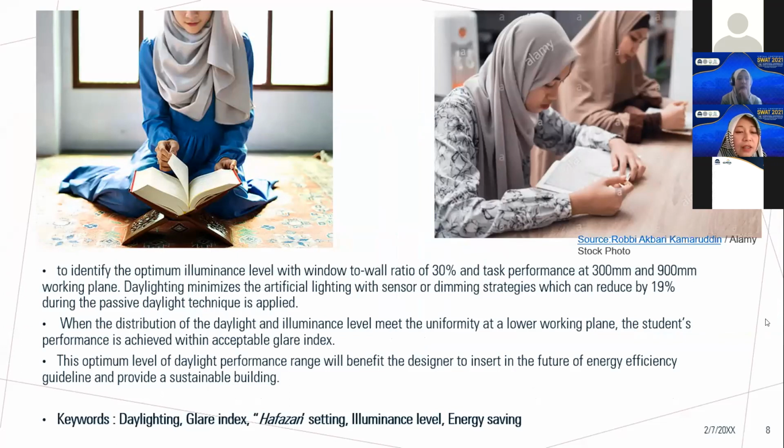This study is to identify the optimum illuminance level at a window-to-wall ratio of 30%, meaning that for all the walls, we only have 30% opening, and how task performance at the rehal level and at the normal table level of 900 mm will be affected, and how the daylight strategies will reduce energy by 90% when the passive daylight techniques are applied.